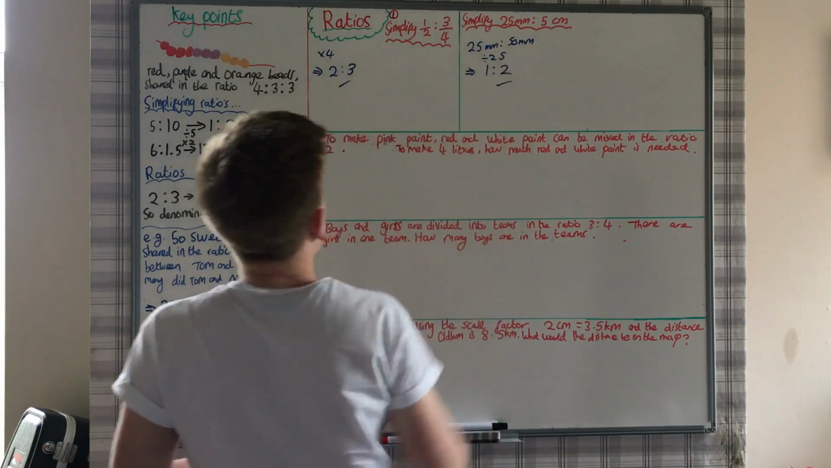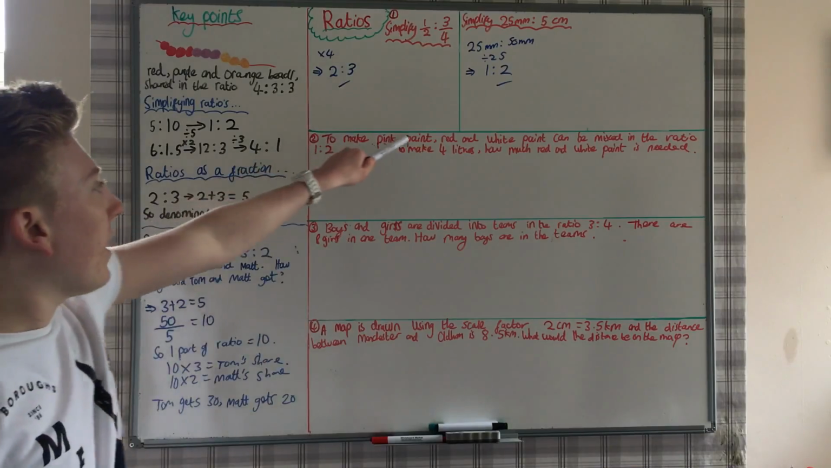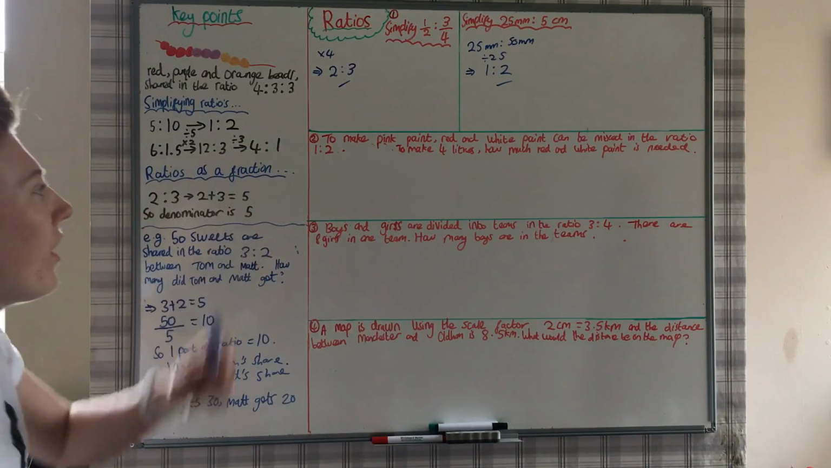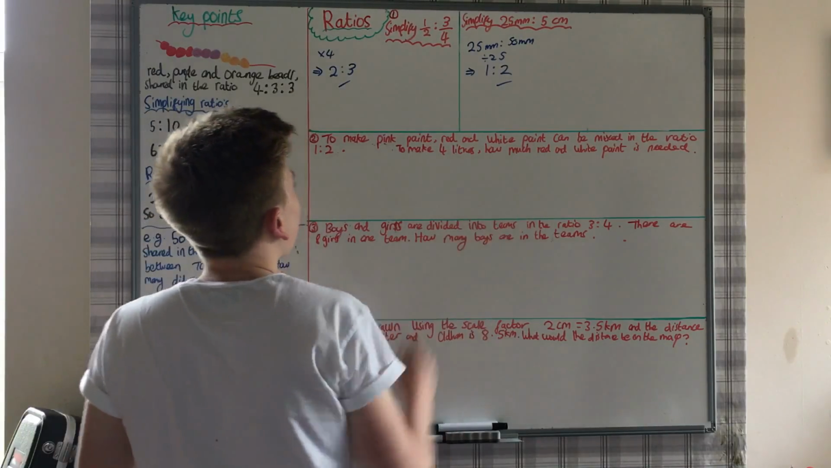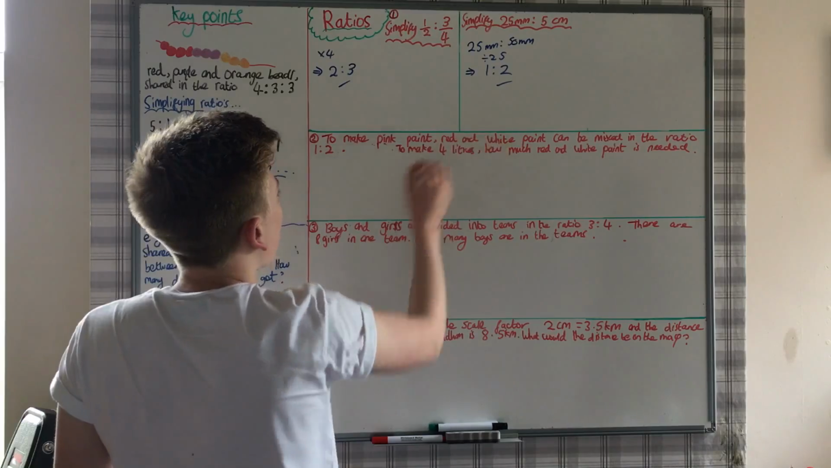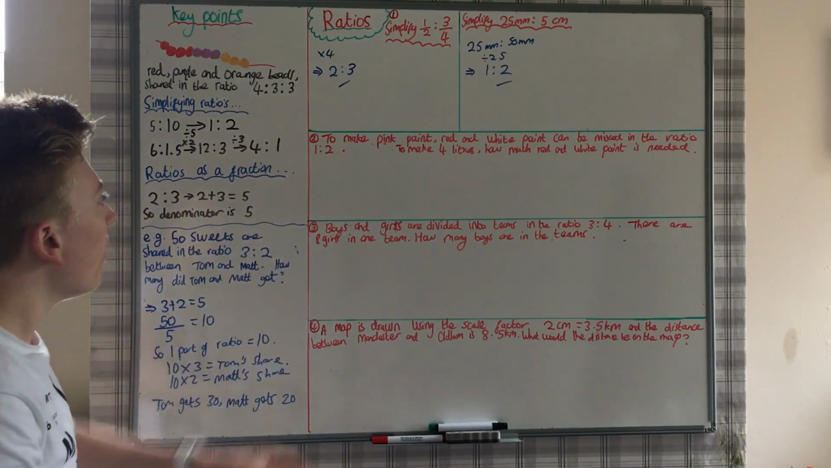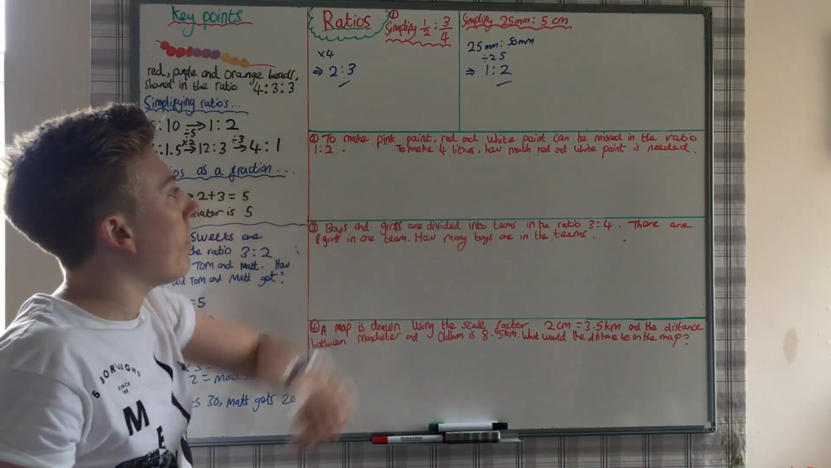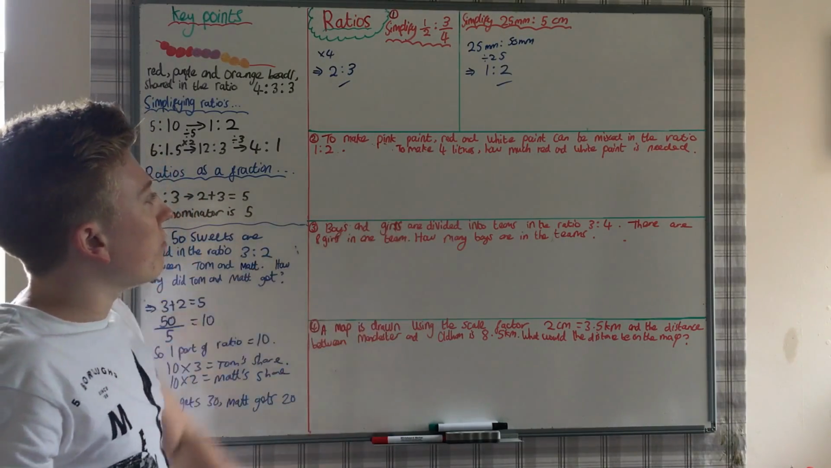To make pink paint, red and white paint can be mixed in the ratio 1 to 2. To make 4 litres, how much red and white paint is needed? So we're making pink paint. The important part is that the ratio is between the red and white paint in the ratio 1 to 2. So the left hand side is the red, because that's written first, and the right hand side is the white paint. And we're making a total number of 4 litres.